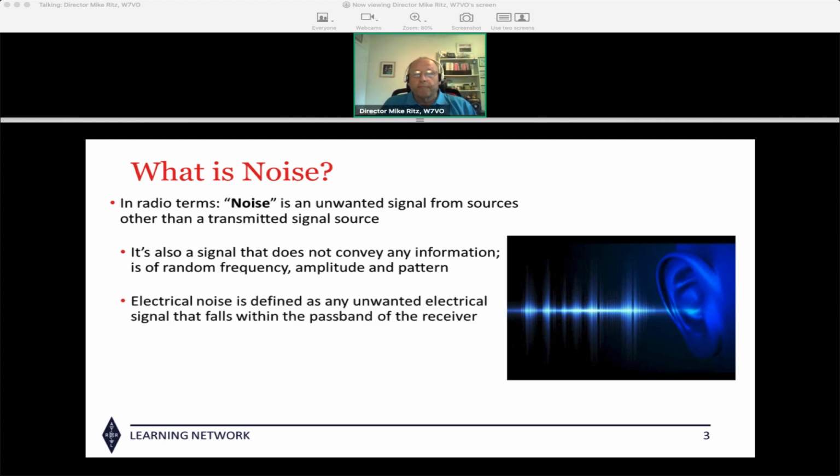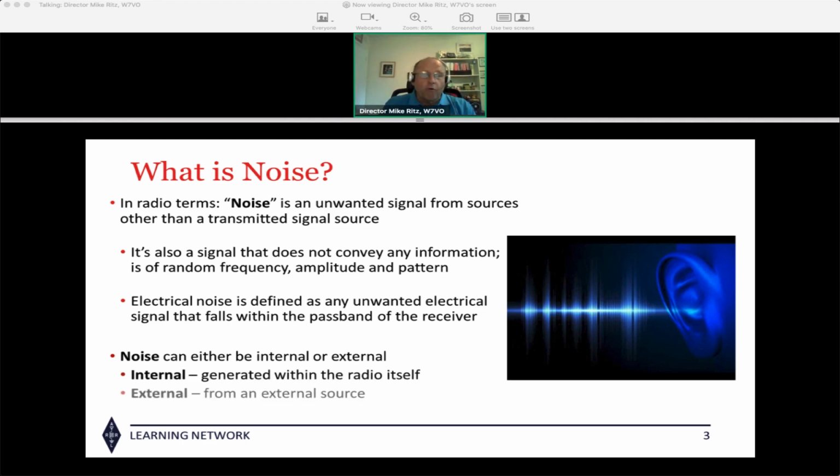Electrical noise is defined as an unwanted electrical signal that falls anywhere within the passband of the receiver. So electrical noise that falls outside the passband isn't really noise. But the question is, what's the passband on the receiver? We're going to talk about that in a little bit. Keep in mind that noise can either be internal, generated within the radio itself, or external, coming from an external source. An internal source of noise, for example, is noise caused by transistors, and tubes have thermionic emissions within them that cause noise. And there's also external noise, and we're going to talk about some of the sources of external noise.